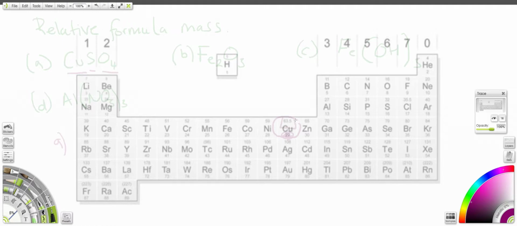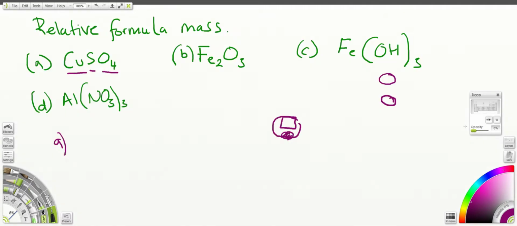So copper is 63.5. Right. Sulfur, let's find sulfur, has a mass number of 32, which is the top number. And finally, O has a mass number of 16. So now it does make sense, guys, why the mass number is the top number, the heavy number, because obviously you want the mass number, so you want the heavy stuff.